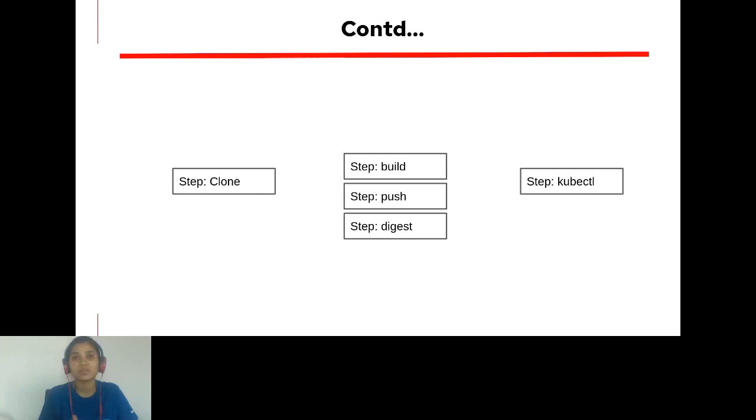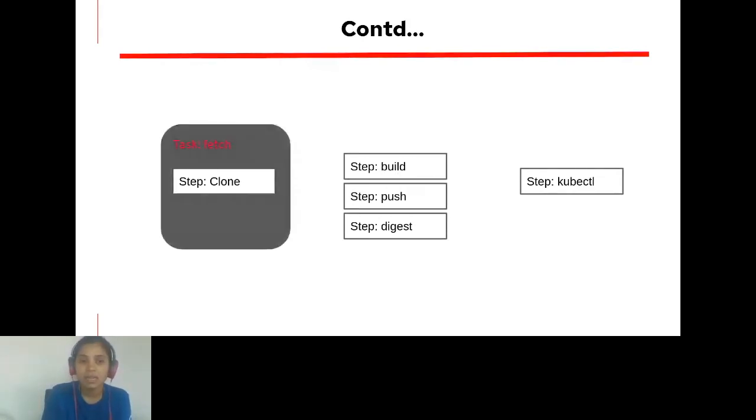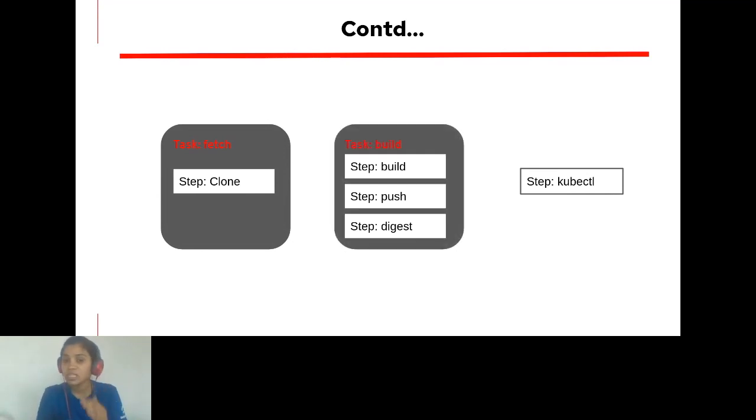When we say information, it could be environment information, image information, argument information, volume information. It could be anything. As I said, a step is exactly similar to a container, so it accepts all the information which a container expects. Now you can see I have one step here, three steps here and one step here. As an entity, we need to club these steps together, and that we call a task. Basically, a task is a custom resource of Tekton Pipeline which helps to manage multiple steps together and execute those steps sequentially. Like if I have multiple steps, it executes build first, then push, then digest. This is managed by the task itself.